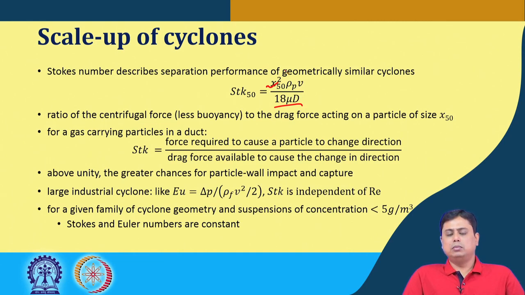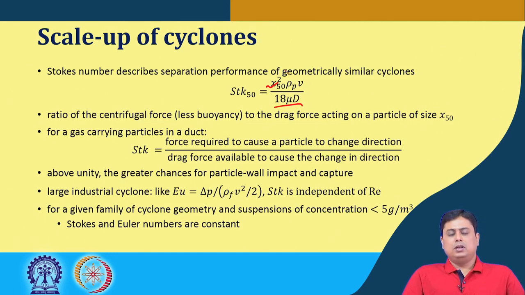So if these two numbers, the Euler number and the Stokes number, are known, and these are typically fixed or constant values irrespective of the size of the cyclone separator, provided it is increasing in a proportionate manner, that means the scale up is happening, this number would be the same for a given family or set of cyclone separators which are geometrically similar. Now, this greatly helps in scaling up of the laboratory scale cyclone separator to the industry scale.